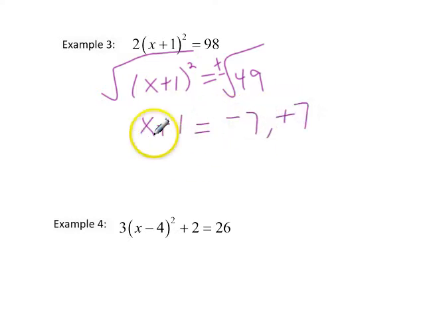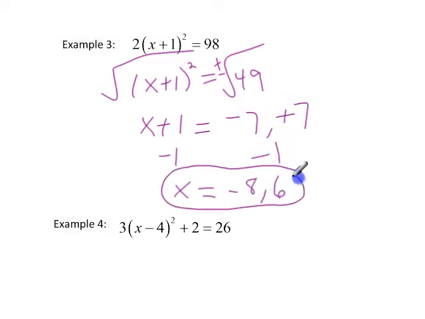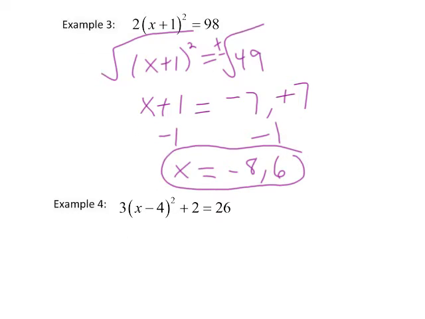I'm going to write out both of them because when I subtract, I want to subtract 1 from both of those numbers. So x equals negative 7 minus 1, which is negative 8. Positive 7 minus 1 is 6. So our answers are negative 8 and positive 6.